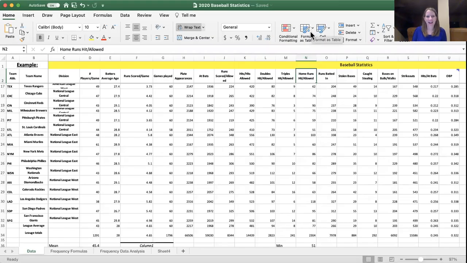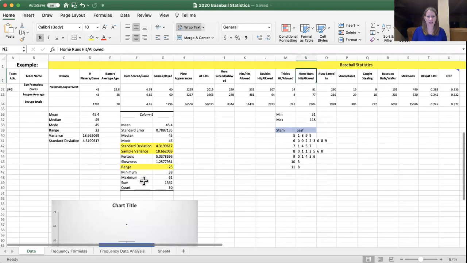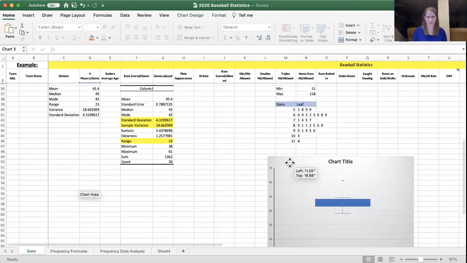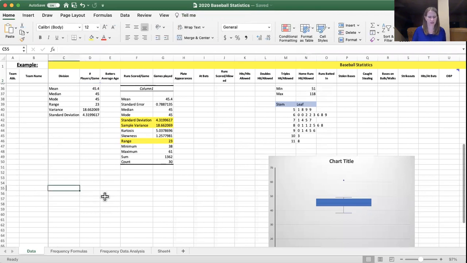Hello, everyone. This video is to show you how to look at the relationship between two different variables. The variables I'm going to use from my data set are batter's average age and home runs hit and allowed. We're going to move this box and whisker plot over here, and come down here and use what's called sample covariance and sample correlation.